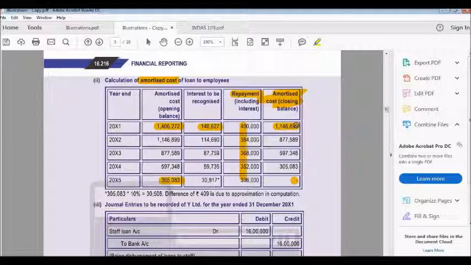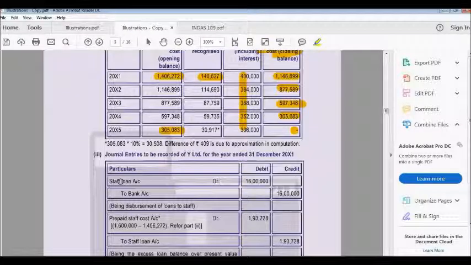in your balance sheet for the year ended 1. In the first year, this amount will be your amount of loan in your balance sheet, and the next year this one, third year this one, fourth year this one, and fifth year nil. So this is how your accounting entry will be done.